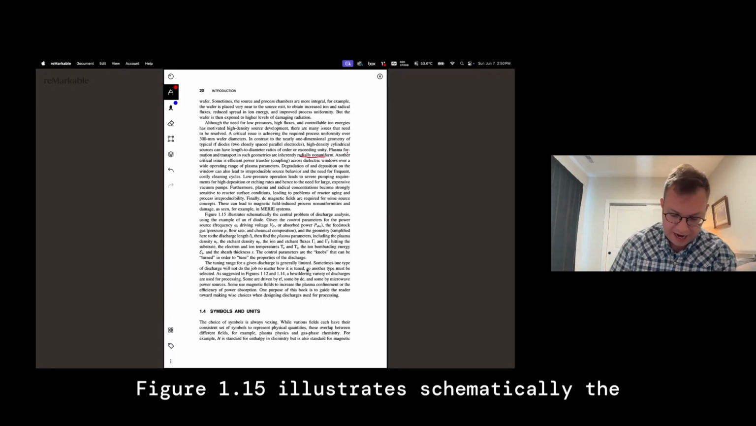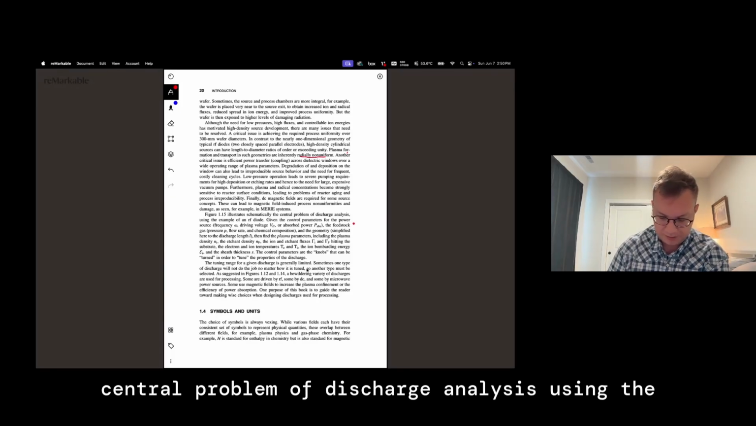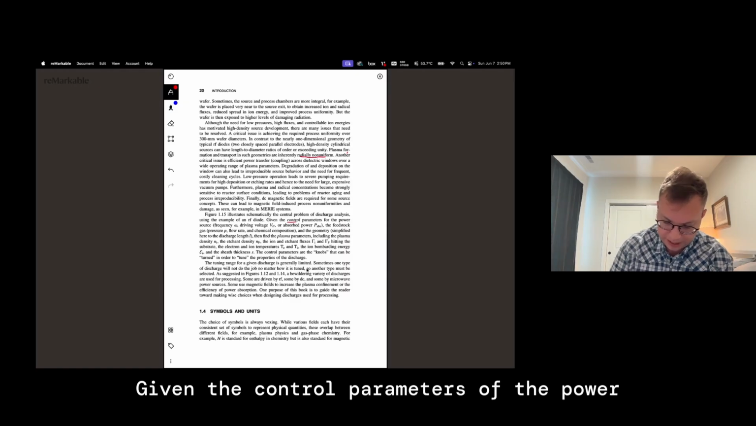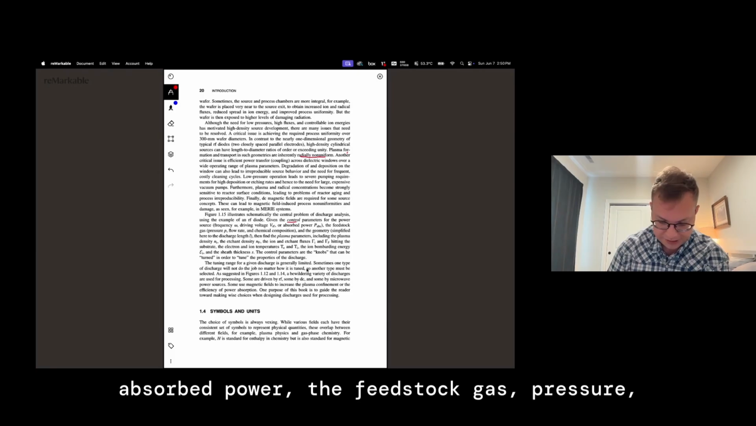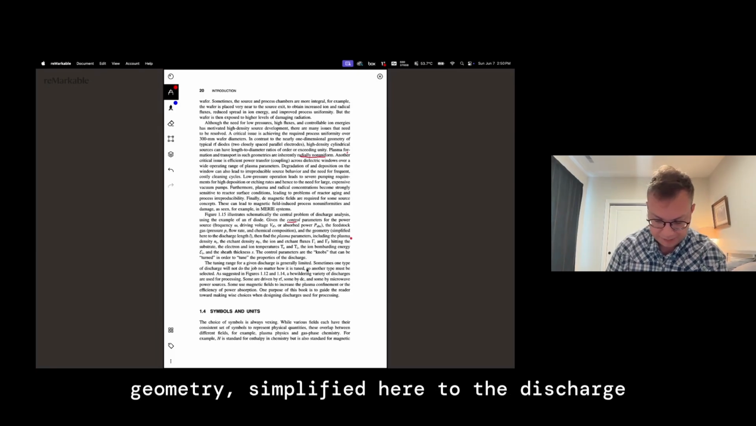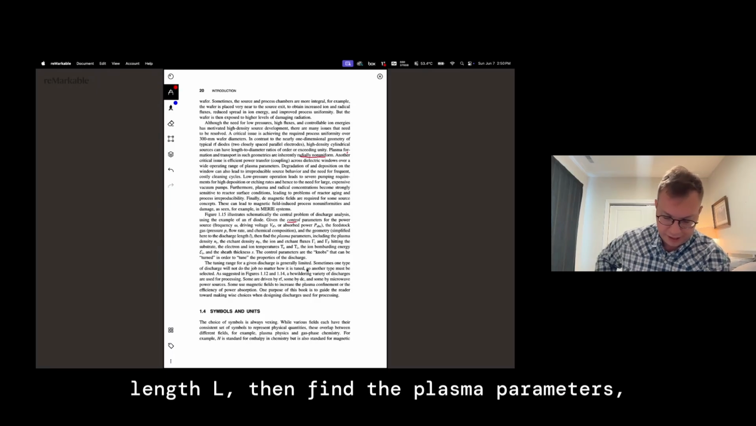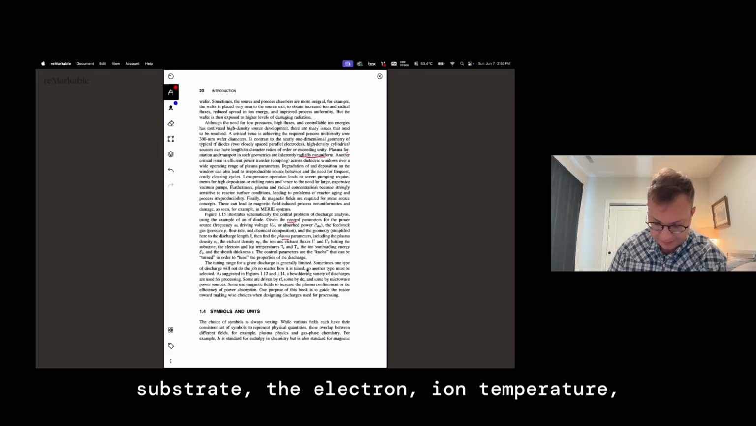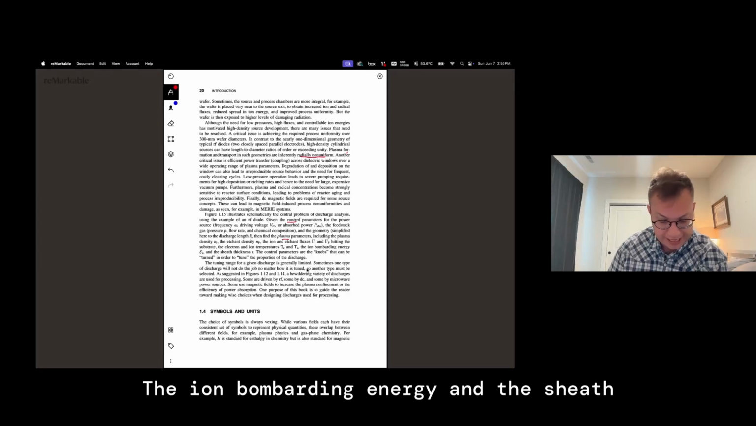Figure 1.15 illustrates schematically the central problem of discharge analysis using the example of an RF diode. Given the control parameters of the power source, so frequency, driving voltage, or absorbed power, the feedstock gas, pressure, flow rate, and chemical composition, and the geometry, simplified here to the discharge length L, then find the plasma parameters, including the plasma density, the etchant density, the ion and etchant fluxes hitting the substrate, the electron and ion temperature, the ion bombarding energy, and the sheath thickness.